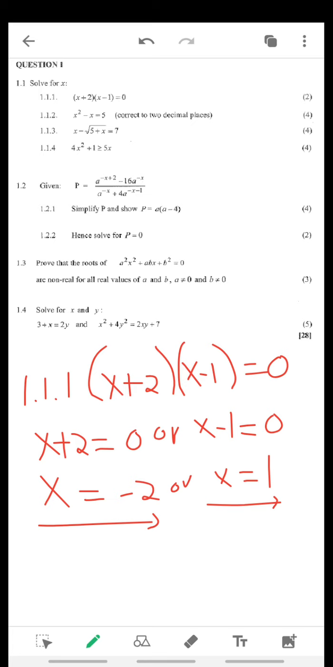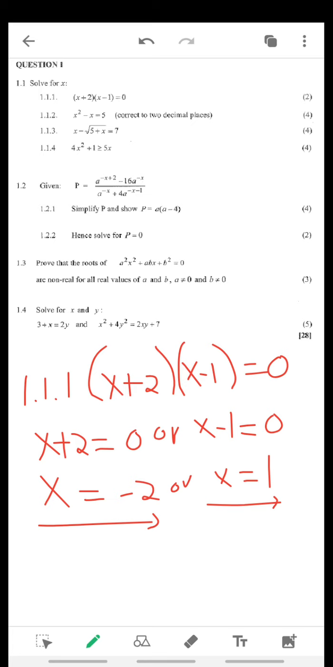Then 1.2, we are dealing with exponents, as well as solving for the unknown. Then 1.3, we are dealing with our nature of roots. And then 1.4, we are dealing with simultaneous equations. Okay, now let us start.